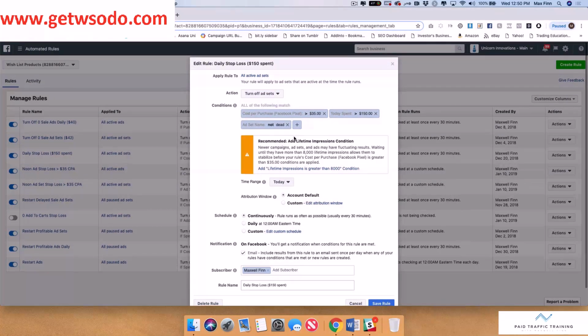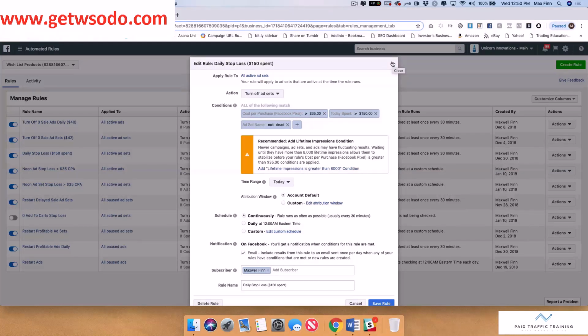So daily stop loss. Usually I set the spend at between 4 and 5x, maybe 6x, depending on how much spend I have and how good the data looks. Usually 4 to 5x target CPA. So, if my target CPA is $20, I might set a stop loss that triggers at $80 to $100. So this rule would then be, hey, if today's spend was greater than $100, and the cost per purchase was over $20, then you turn it off. So that's what we're going to have in place there.